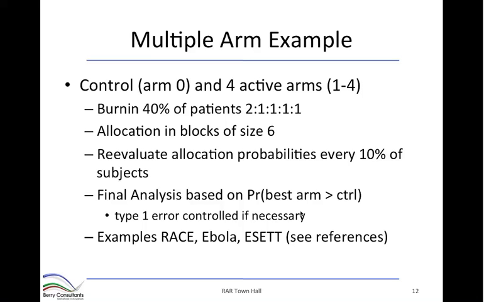I'm going to do my final analysis. This is a very standard test, but I'm going to base it on the probability that the best arm is greater than the control, and I'm certainly going to do type 1 error control on that if necessary. There's lots of papers that you can read on this. When the slides are posted, the references will come with it. There's a trial called Race and Sepsis that does this. We've had the Ebola study with the Gates Foundation and Duke. That is published, and a comparative effectiveness trial called ESET, and we'll have those available.